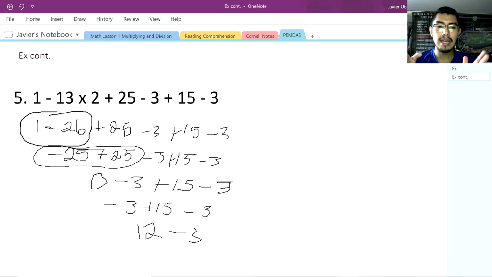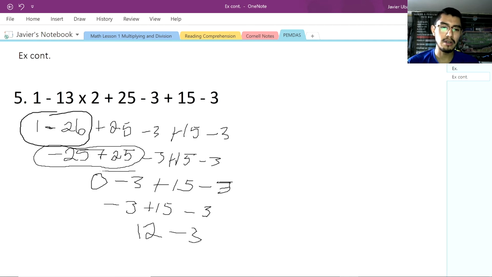So whenever you add a negative and a positive that are the same numbers, they're going to always be 0. So it's 4 minus 4 is 0. Negative 5 plus 5 is 0. Negative 6 plus 6 is 0. So it's negative 25 plus 25 is 0. And you write the rest. Negative 3 plus 15 minus 3.